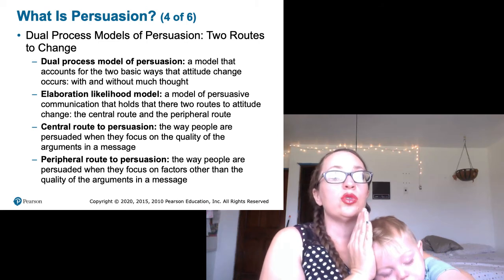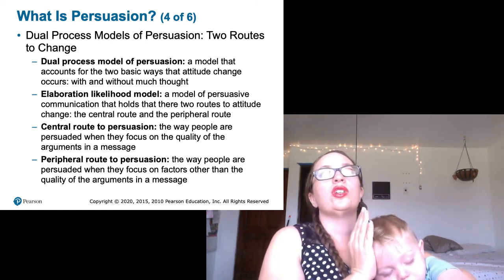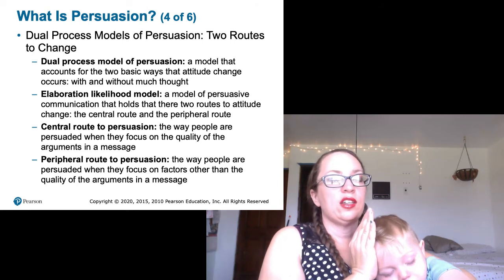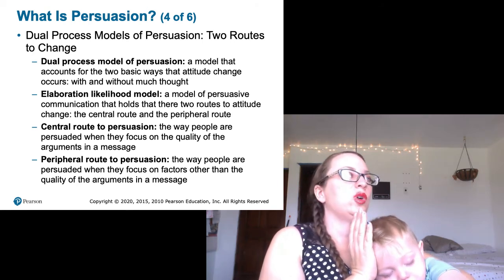So you don't focus on the quality of the argument, you focus on the communicator, or the status of the communicator, or how well he communicates, or what he looks like.